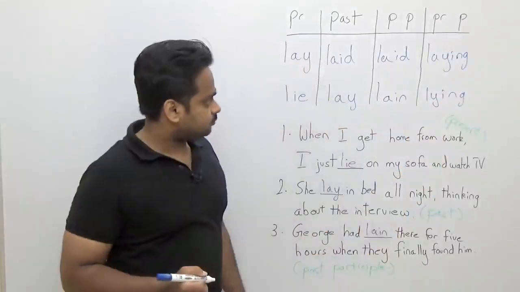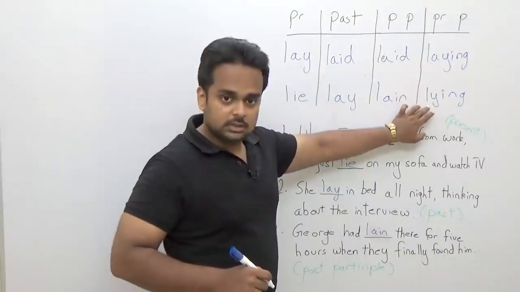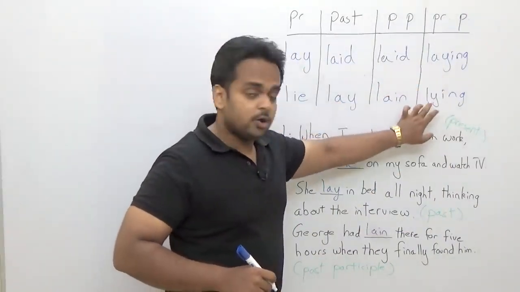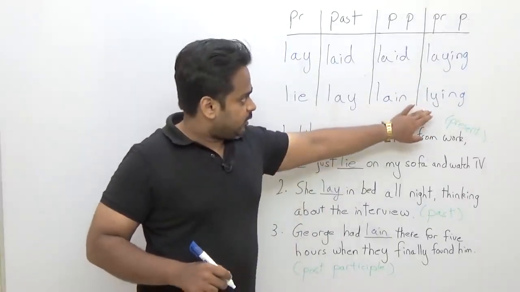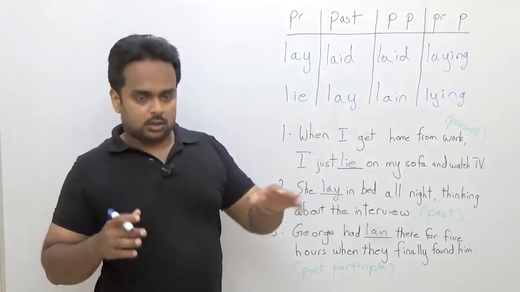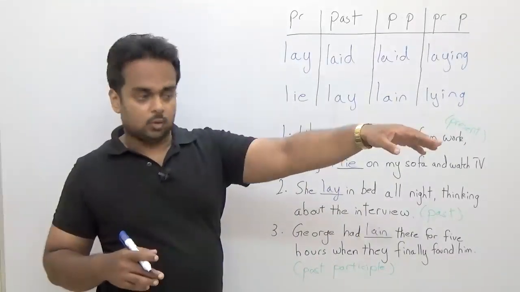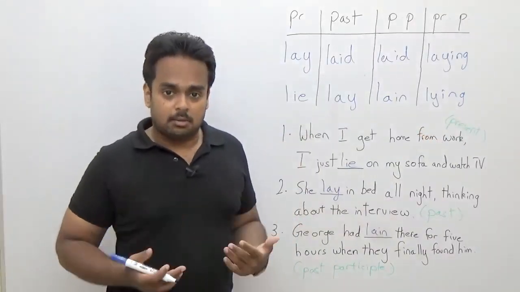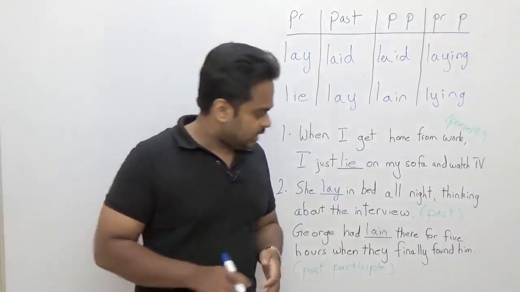lying. Notice the difference in spelling between laying and lying. There's an A here and no A here. That's important to remember. Now, if you look at this, let's take a very simple example. There's a cot, there's a bed over there. Who's that lying in the cot? Why, it's my grandmother. So my grandmother is lying in that cot, right?